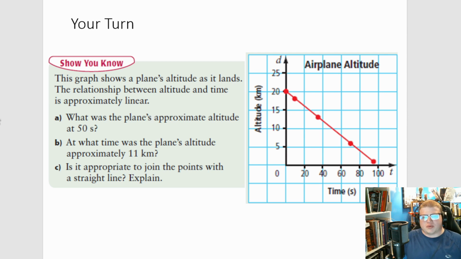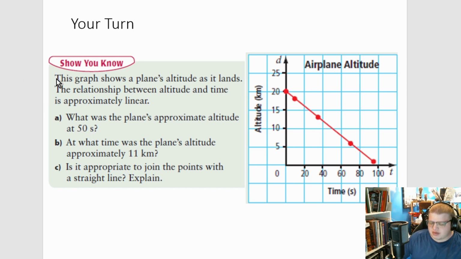In this case, we're working with a plane as it lands, the altitude as it lands. So we can see here we have time and altitude. So when it was 20 kilometers, 0 time had passed, but as it was landing, you can see the altitude drops as time moves on. And near the end here, it's getting near 0. So they're asking us, what's the plane's approximate altitude at 50 seconds?